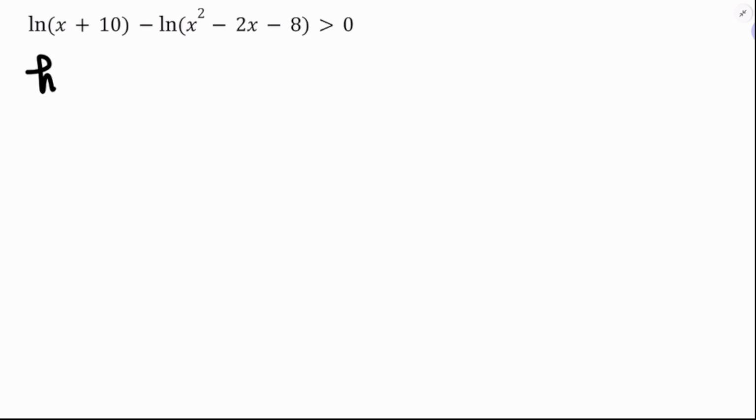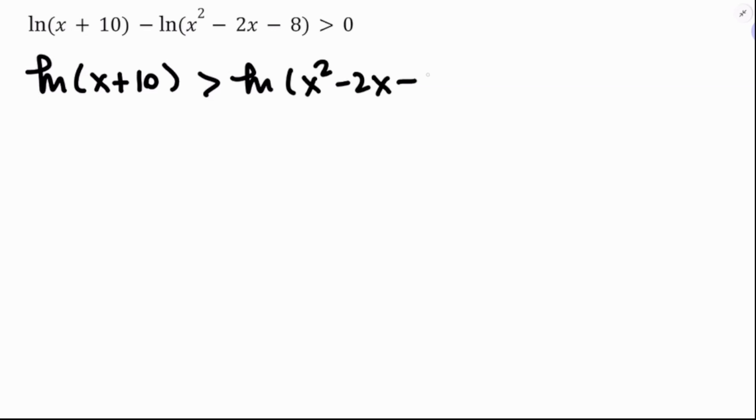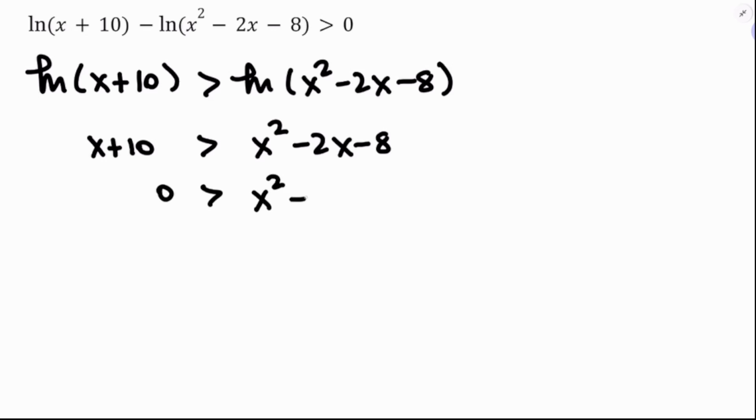If the difference of the two logs is positive, then this log of x plus 10 has to be greater, right? Otherwise, the original inequality wouldn't be true. Now I'm going to take e to both sides. So I'm going to say x plus 10 is greater than x squared minus 2x minus 8. Now I'm going to set this to 0. I'm going to say 0 is greater than x squared minus 3x minus 18.